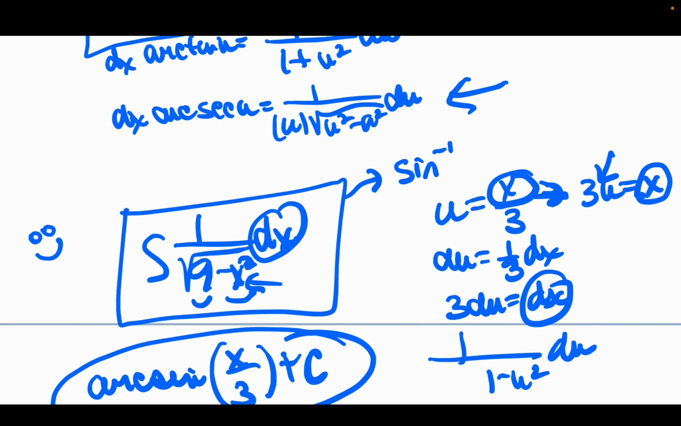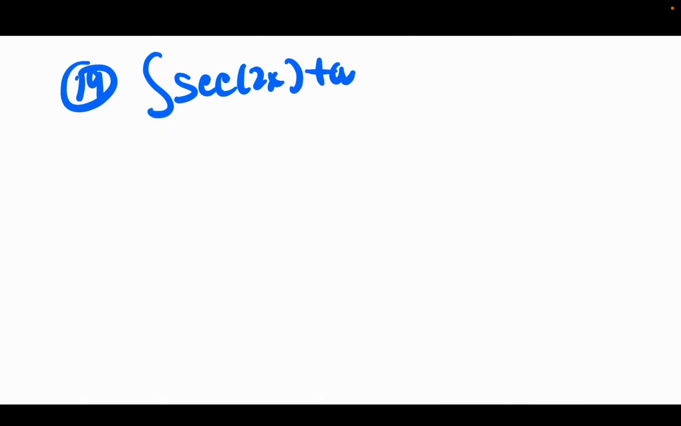All right, so let's do some of your homework problems. Let's do number 19. 19 is the integral of secant 2x tangent 2x dx. All right, so I'm going to let u be 2x.